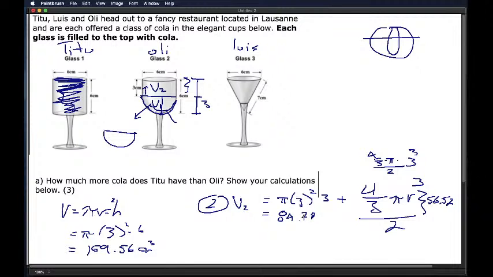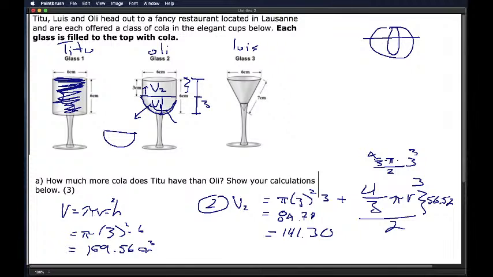Now if I add those two together, 56.52 plus 84.78, the total here is 141.3. Now, as you can see, T2 has more. He has 169.56 centimeters cubed of Coke in his glass, and Ollie has 141.3. So if you subtract those two, you can see how much more one person has than the other.